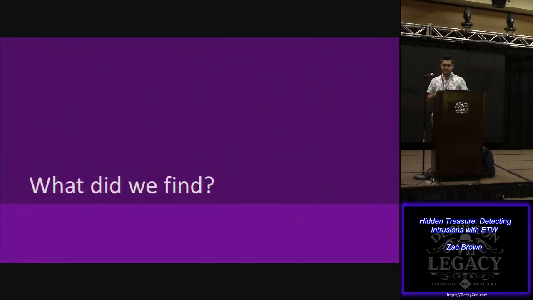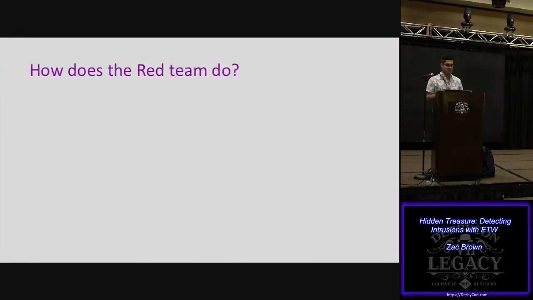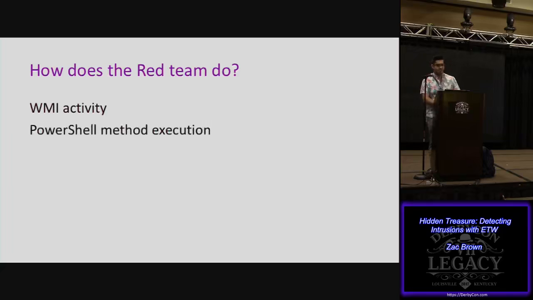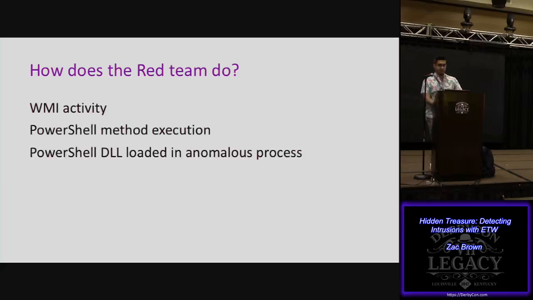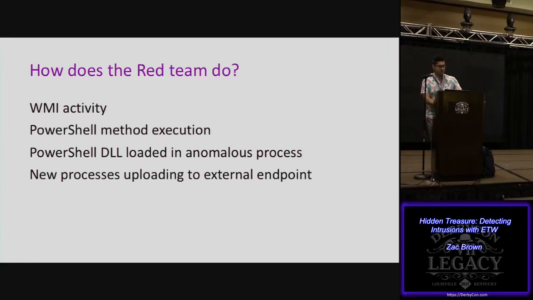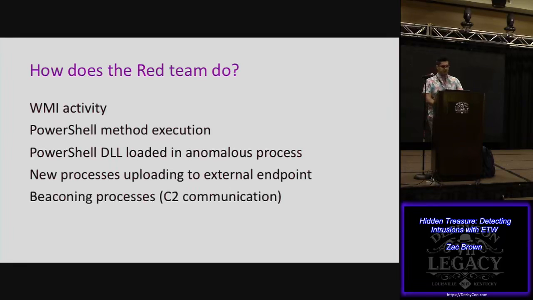So what did we find, right? Let's talk a little bit about what we actually saw in our environment using ETW. How does the red team do, right? Well, using ETW, we found them calling WMI. We found them doing PowerShell method execution. We found them loading PowerShell into anomalous processes. We saw new processes uploading into external endpoints, and so that's a combination of beacon and or aggregation signals.